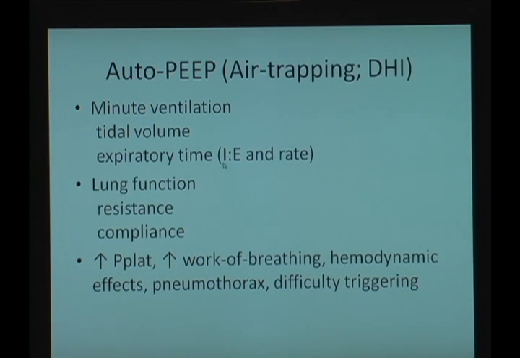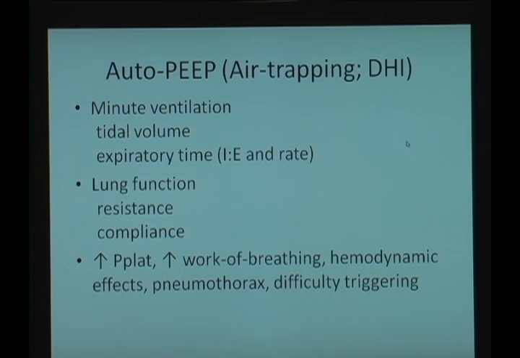And again, as I put on the slide, the expiratory time is determined by the inspiratory time, I/E ratio, and respiratory rate. And the respiratory rate has a greater effect on air trapping than the I/E ratio per se. So if we want to reduce autopeep, we should think about ways of reducing the minute ventilation, allowing permissive hypercapnia, which means that we have to reduce both the tidal volume and the respiratory rate.